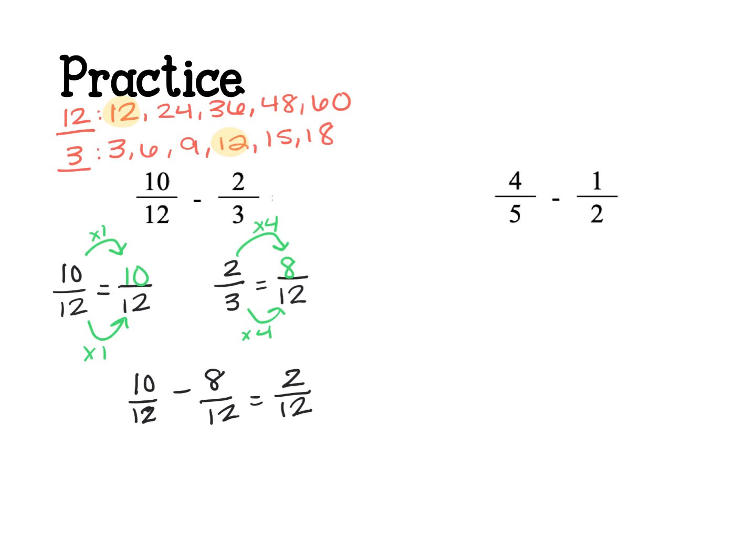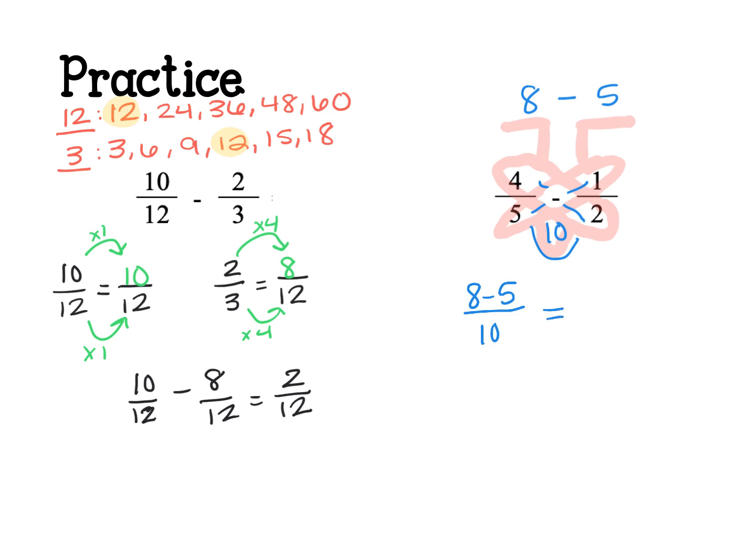That last problem, 4/5 minus 1/2, has really small denominators. So I'm going to use the butterfly. So I'm going to multiply inside the wings. And I'm going to multiply in the body. So I know that 10 will be my denominator, and my numerator will be 8 minus 5. So my answer will be 3/10.